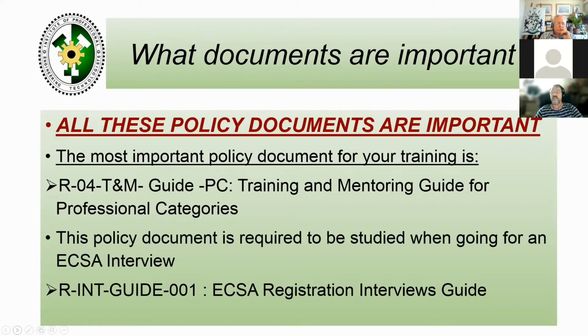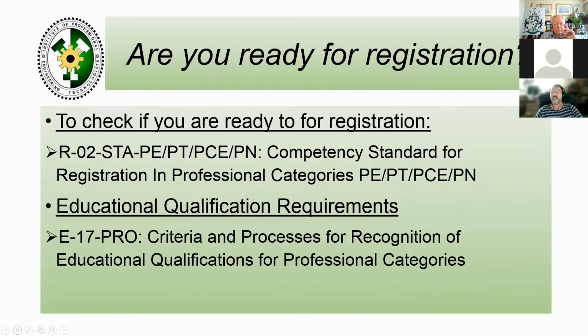Now, all these documents are important. The most important policy document for your training is the R04 T&M Guide PC. That's a training and mentoring guide for your professional categories. Please study it and make sure that you follow it. This policy document is to be studied when going for an ECSA interview. This one is also very important when you go for your interview. It helps you, and it's a good guide. It's the RINT, which stands for interview, and guide 001. It's the ECSA registration interviews guide.